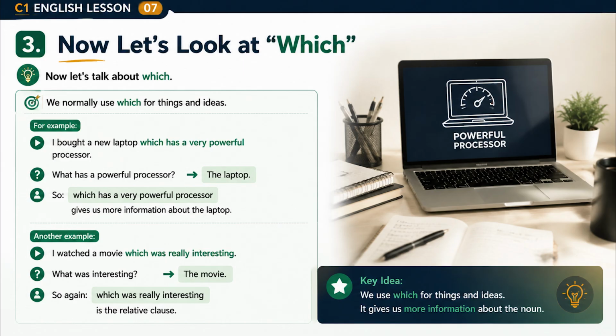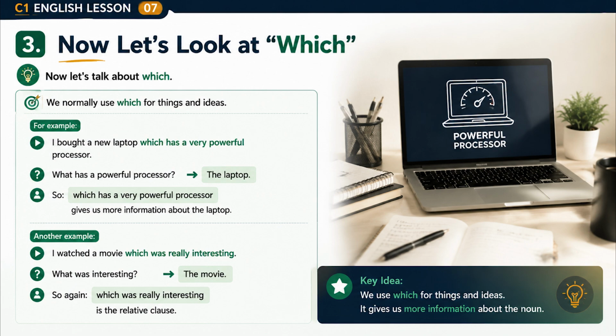So, "which has a powerful processor" is a relative clause. It gives us more information about the laptop. Another example: I watched a movie which was really interesting. What was interesting? You can ask this, right? To find out what is the additional information and what is the main clause. What was interesting? The movie was interesting, right? So, "which was really interesting" is a relative clause.